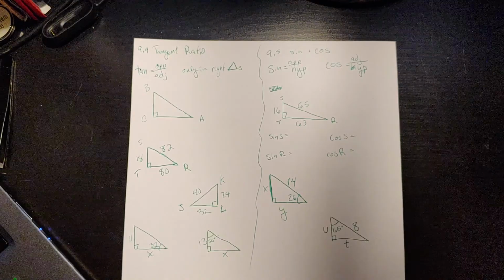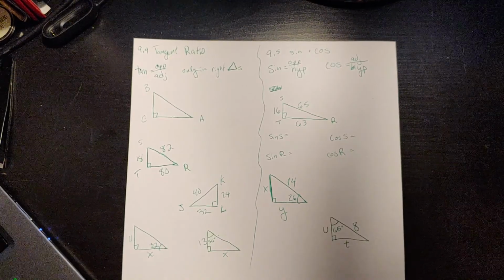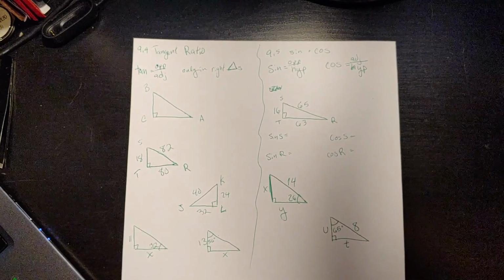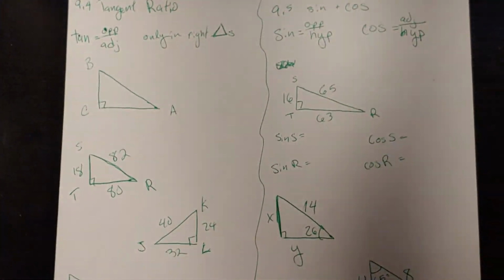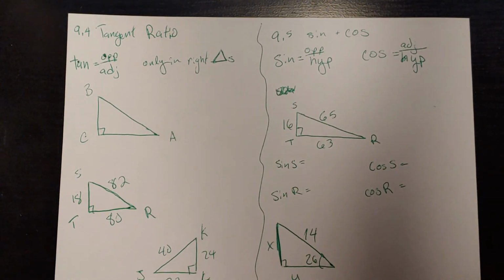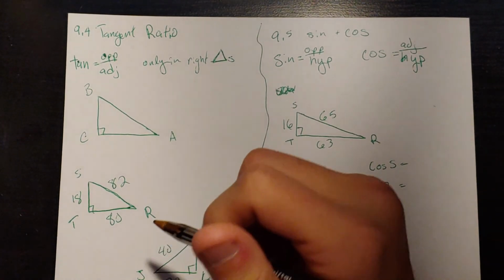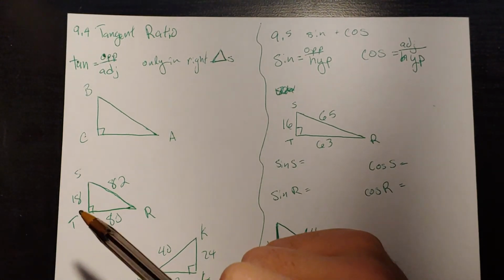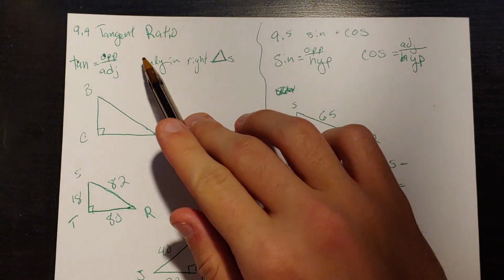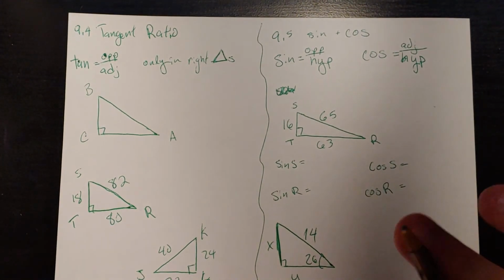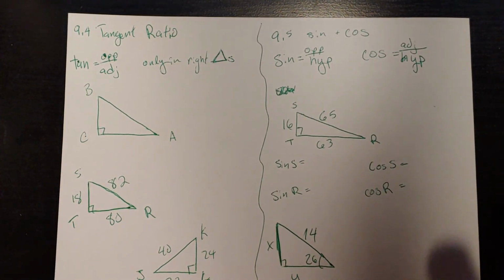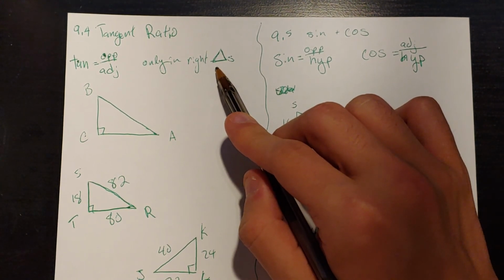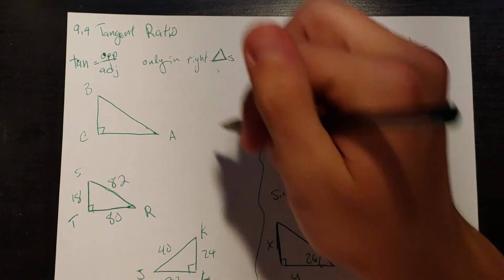These were our trig ratios. So 9.4 dealt with tangent. Tangent is the ratio of the opposite side to the adjacent side. And for all of these, sine, cosine, and tangent, I can only really use these in right triangles. So tangent is opposite over adjacent.